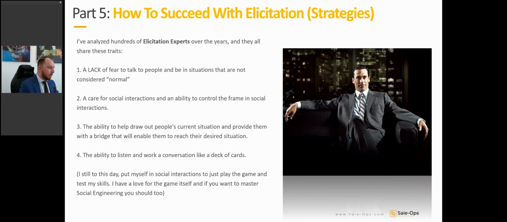They understand that people don't buy products or services. They buy current and desired situations, and they actually buy you as the source of that product, of that service, of that information. Fourth, they have the ability to listen and work a conversation like a deck of cards through elicitation, through influence and persuasion, through high-level mind tricks, intel gathering, and of course, social engineering, and ultimately human hacking.